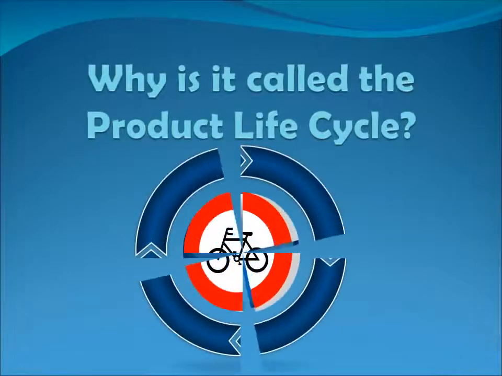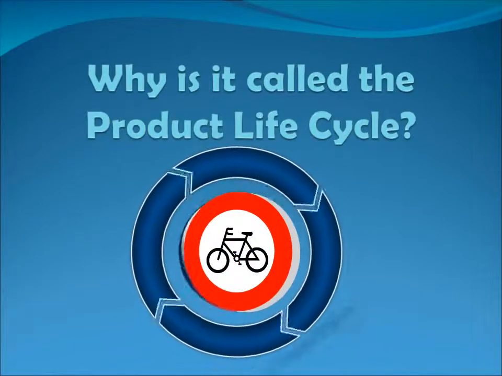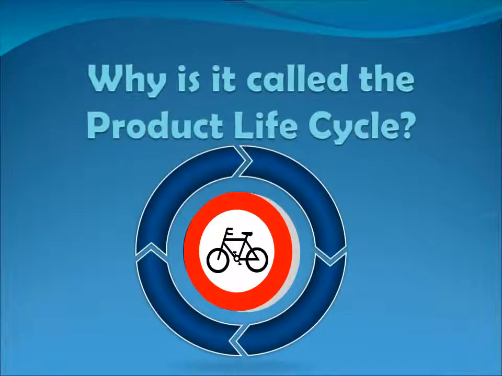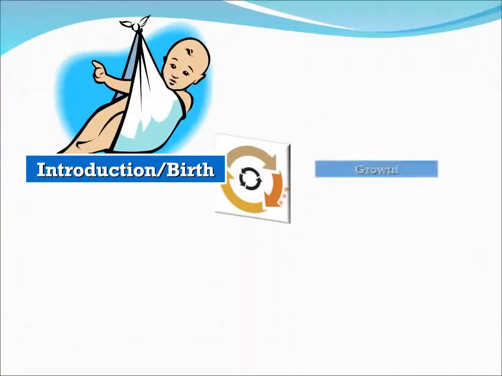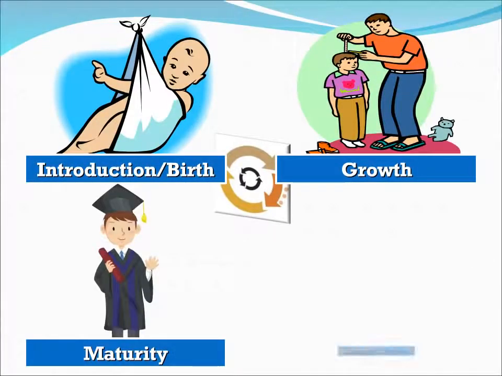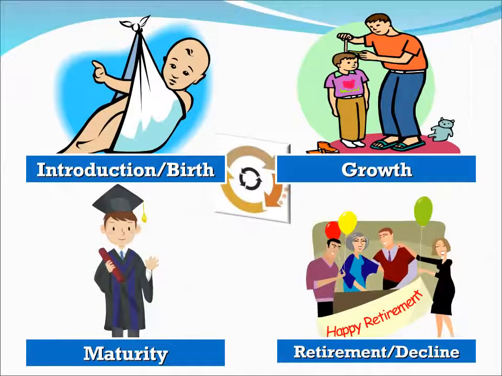Why is it called a product life cycle? Well, think of Simba and the Lion King. The circle of life. Yes, the products go through a circle of life where it begins and it ends, and it will continue and start all over again. Products continue to travel through the product life cycle, and we'll see how they can do so. When it gets to the end of its life, what needs to be done for marketers to continue the life cycle again? So the four stages: introduction or birth, growth, maturity, retirement, or decline.